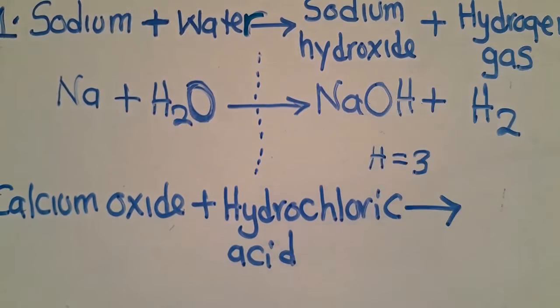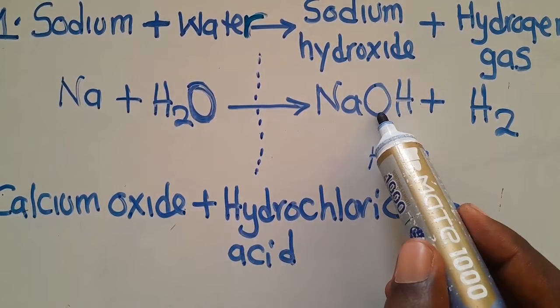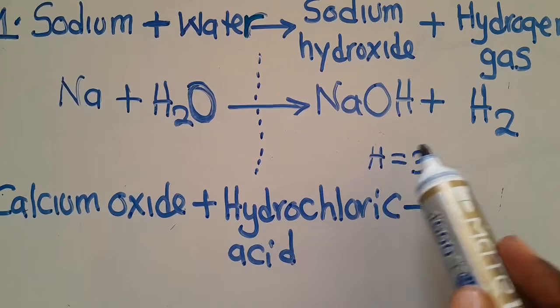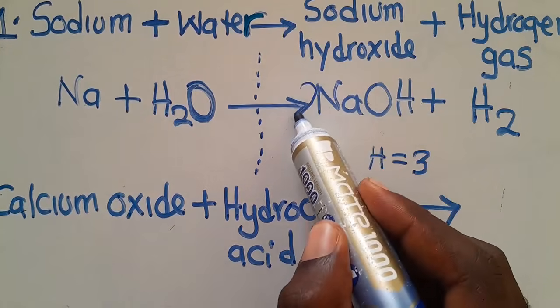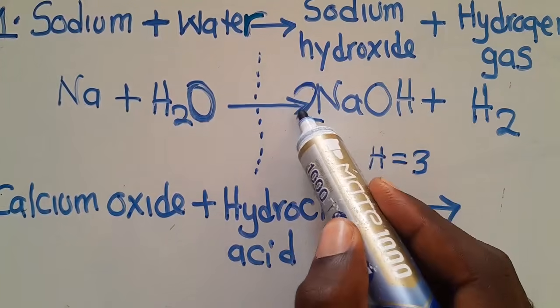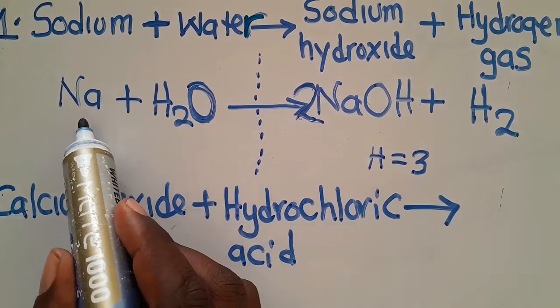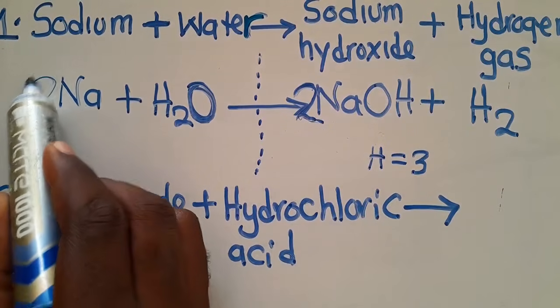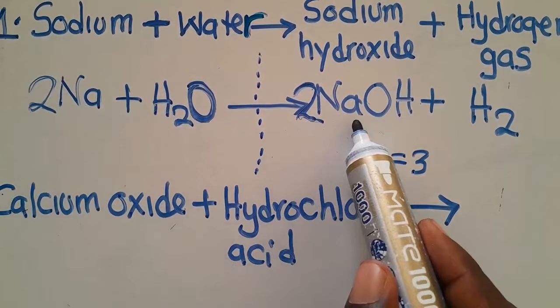You need to be thinking strategically. Hydrogen 1, oxygen 1. You can only balance these by adding a 2 here. When you add a 2 there, you've also changed this one here, so you also put a 2 there. So sodium 2, sodium 2.